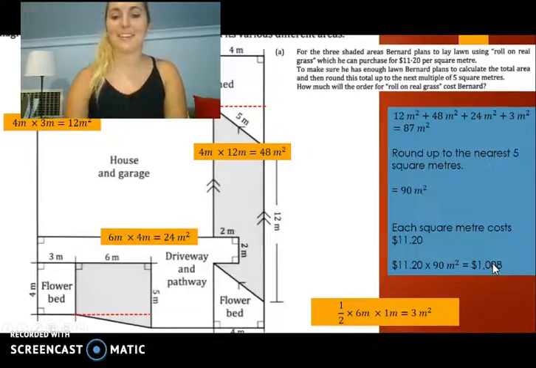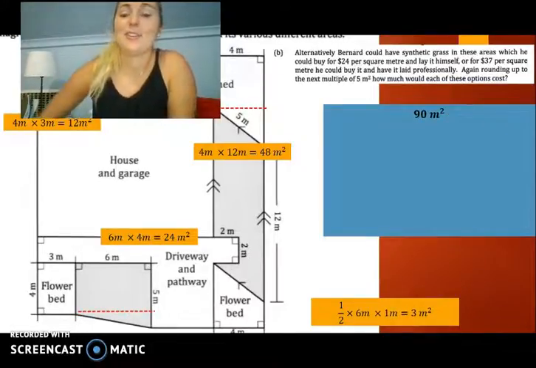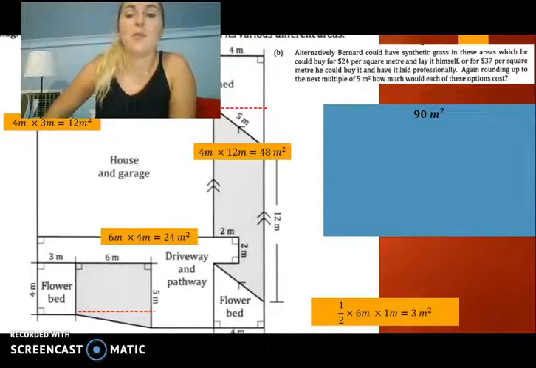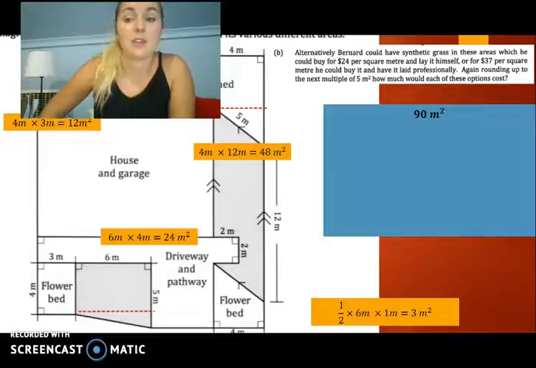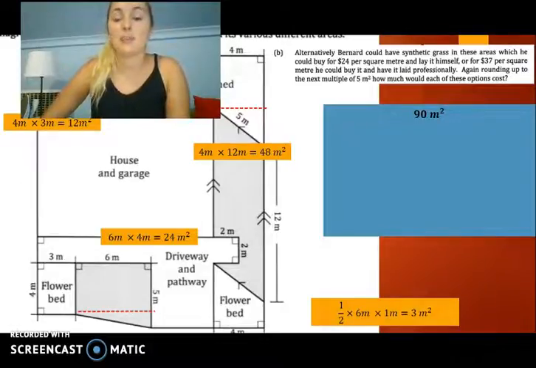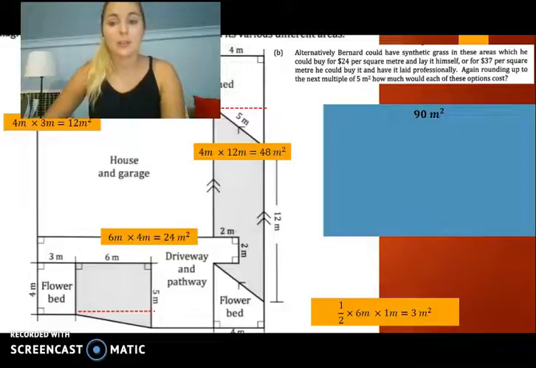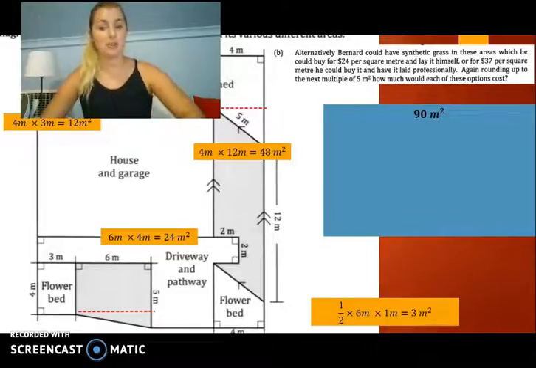Alright, moving on. Alternatively, Bernard could have synthetic grass in these areas, which he could buy for $24 per square meter and lay himself. Or he could pay $37 per square meter and have it laid professionally. Again, rounding up to the next multiple of 5. How much would each of these options cost?